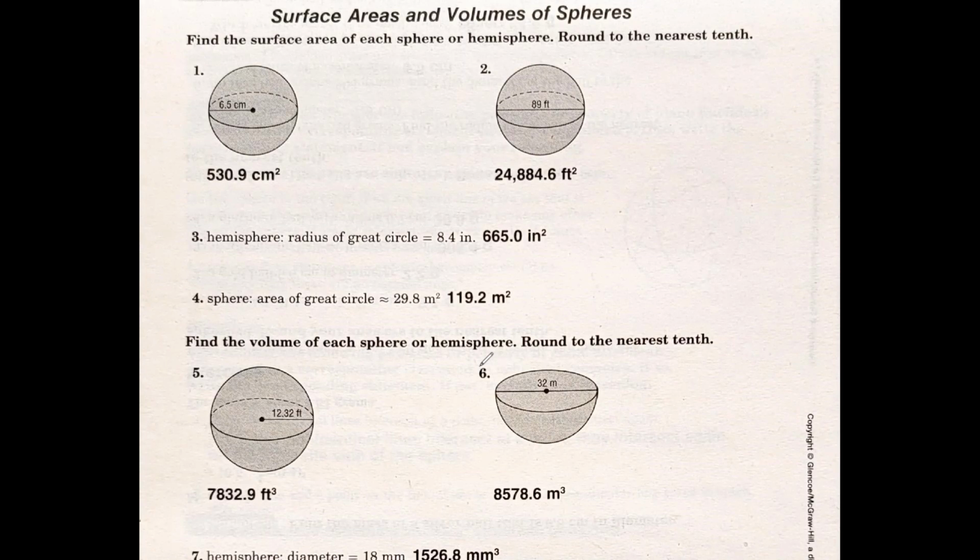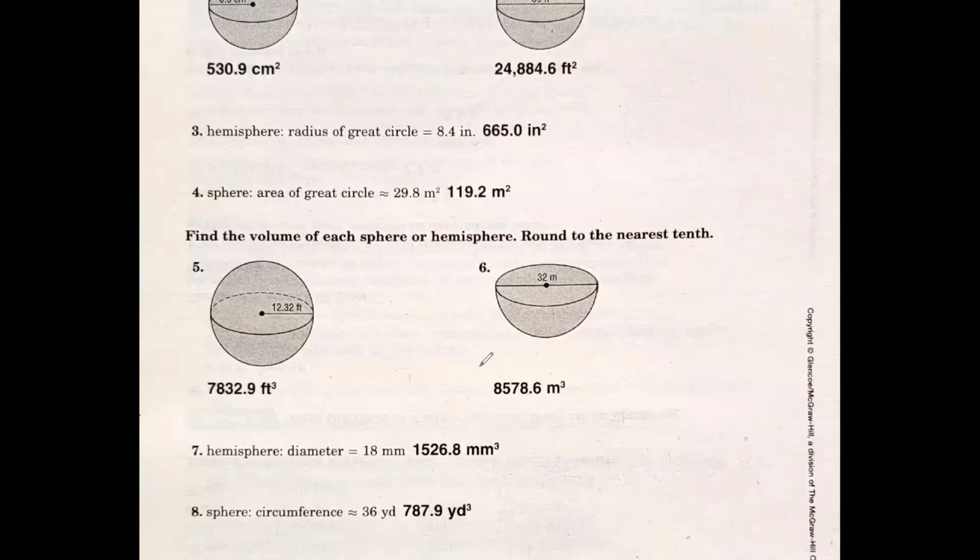Number 5, we had 7,832.9 feet cubed. Number 6, 8,578.6 meters cubed. Number 7, 1,526.8 millimeters cubed. And finally, number 8, 787.9 yards cubed. All right. Any on that page that you let me go back to? Yes.